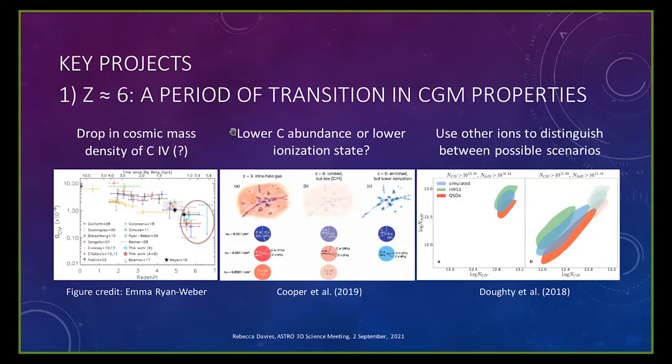For example, the ratio of carbon-4 to silicon-4 is very sensitive to the shape of the UV background because quasars are the dominant source of ionizing photons between the ionization energies of silicon-4 and carbon-4. So by measuring this ratio at redshift 6, we can start to constrain the relative contribution of stars and quasars to the reionization of the universe.